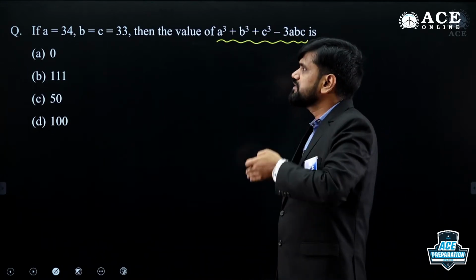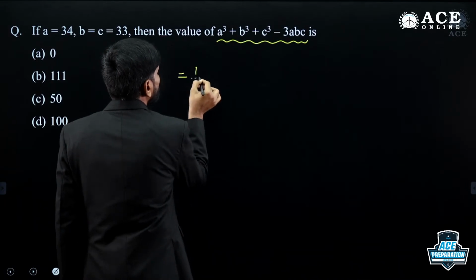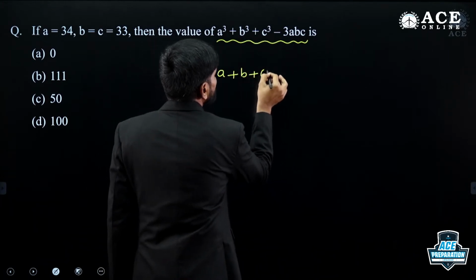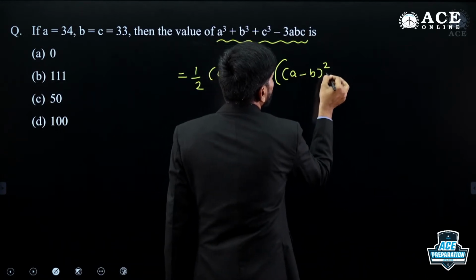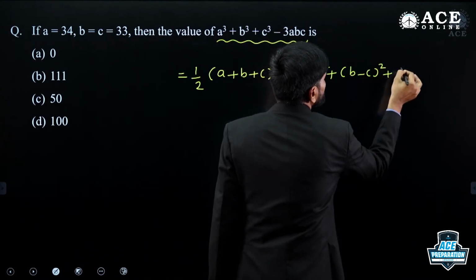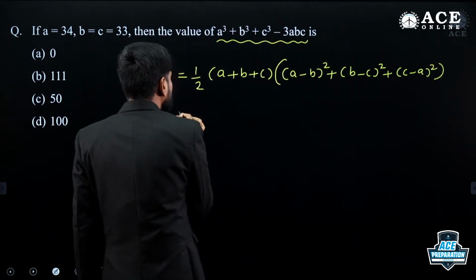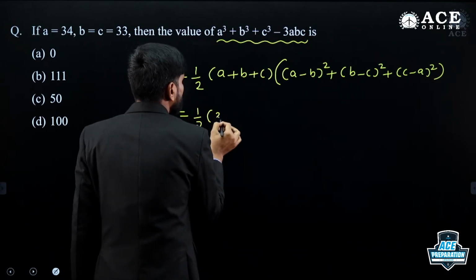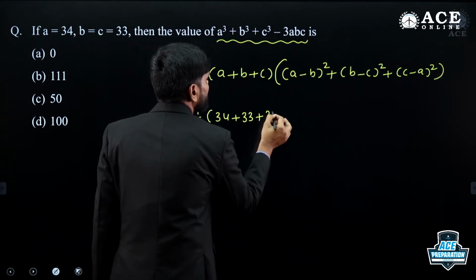So this can simply be written as equal to half of A plus B plus C into A minus B whole square plus B minus C whole square plus C minus A whole square. This is what we have just now learnt. Now utilize that. So A plus B plus C, that will be how much, dear? 34 plus 33 plus 33. That is adding up to 100.